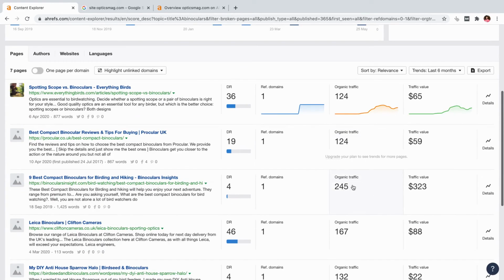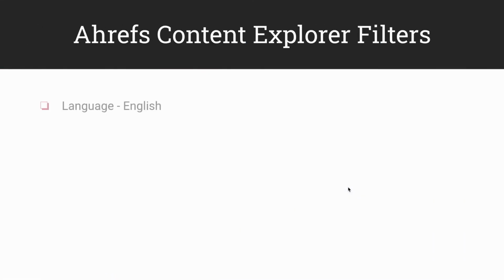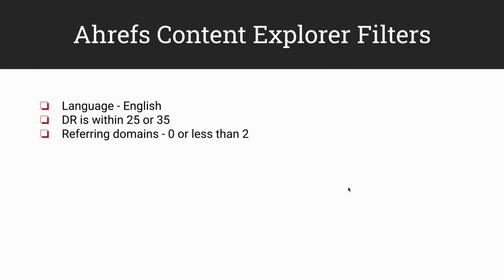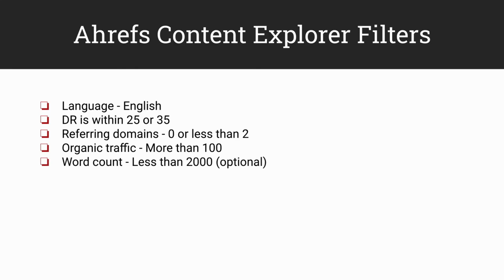Binocularsinsight.com, that is 245 organic traffic. Yes, we applied these filters, right? Language is English, DR is within 25 or 35, referring domains is equal to 0 or less than 1 or 2, organic traffic should be more than 100, word count should be less than 2000.